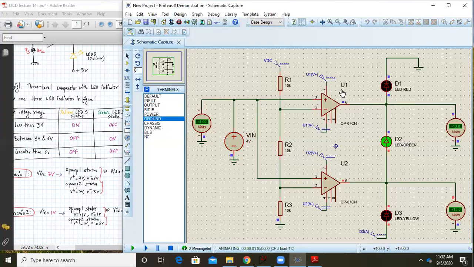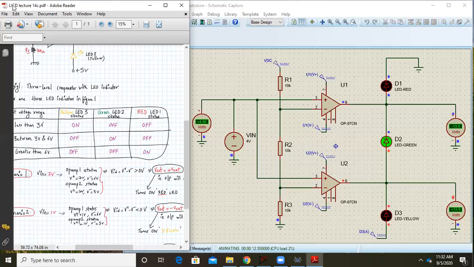And in this state, my op-amp number 1 is at negative saturation and my op-amp 2 is at positive saturation. That is, Vout1 is at minus 13 and Vout2 is at plus 13. So it is as per our prediction. All the LEDs are working perfectly fine and the entire window detector circuit is working very well.